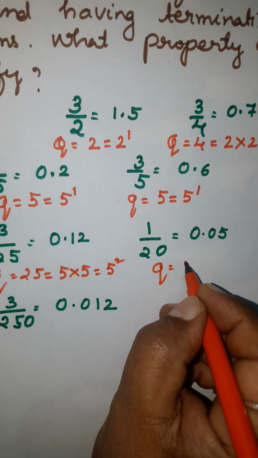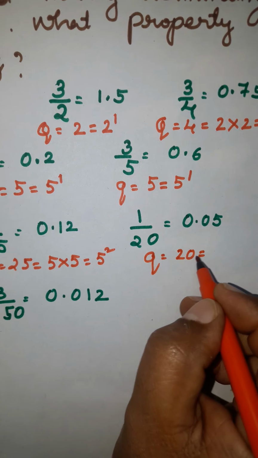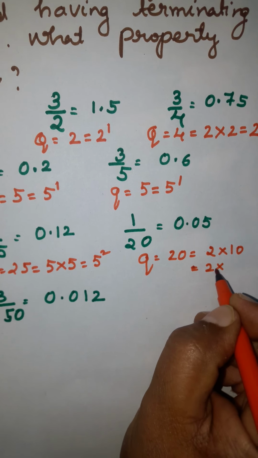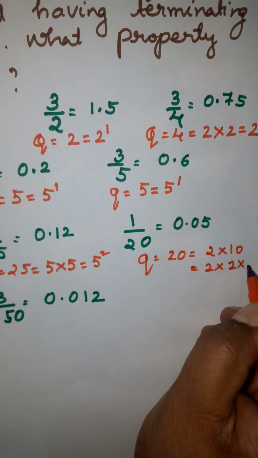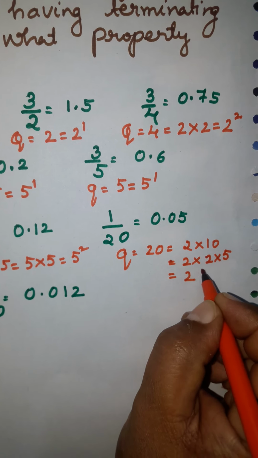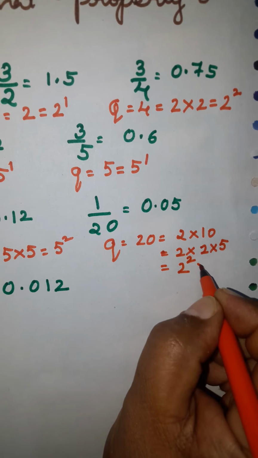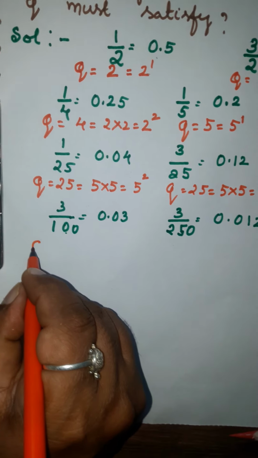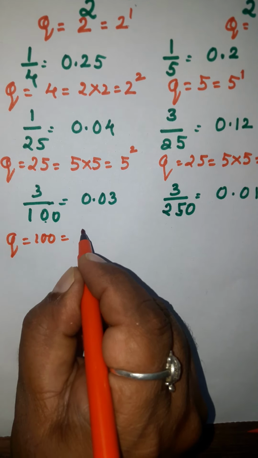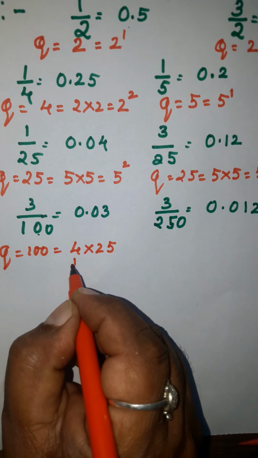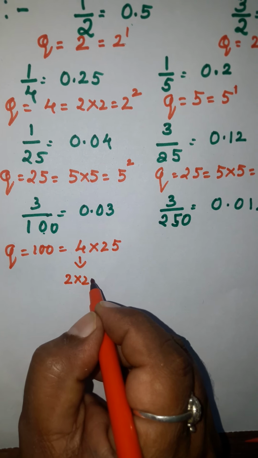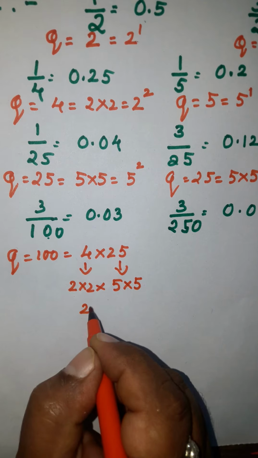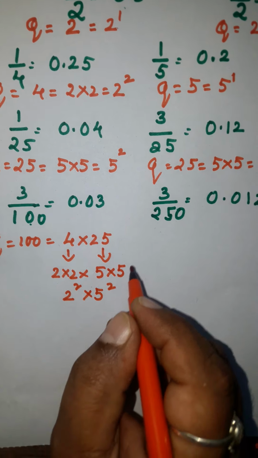Here q is equal to 20. I can write 20 as 2 into 10, and again 10 as 2 into 5. So we write 2 square and 5 to the power of 1. Then 100. So q is equal to 100. That is equal to 4 times 25. I can write 4 as 2 into 2, and 25 I can write as 5 into 5. So 2 square into 5 square.